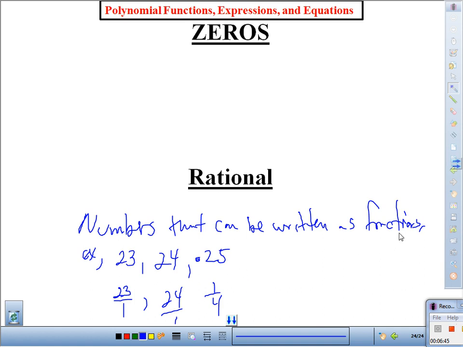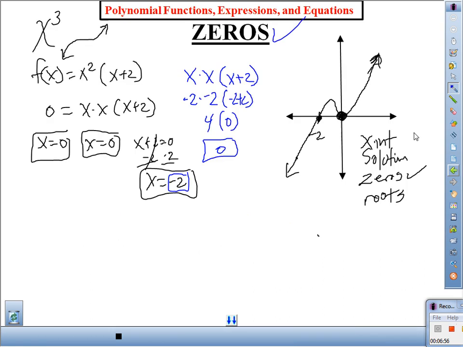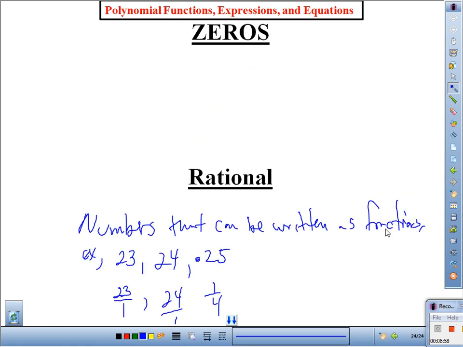So those are rationals. So we already know what zeros are. We already know what rationals are. So according to our objective, we're identifying rational zeros of polynomial equations. So think about it. Rational zeros. What do you think that means? Think about it. Talk it over with your neighbor. See if they know what rational zeros are. At least have an idea.